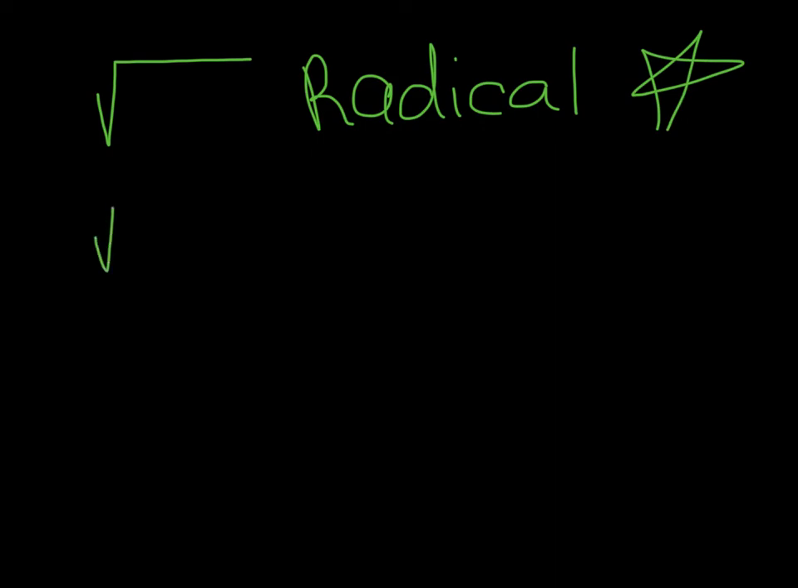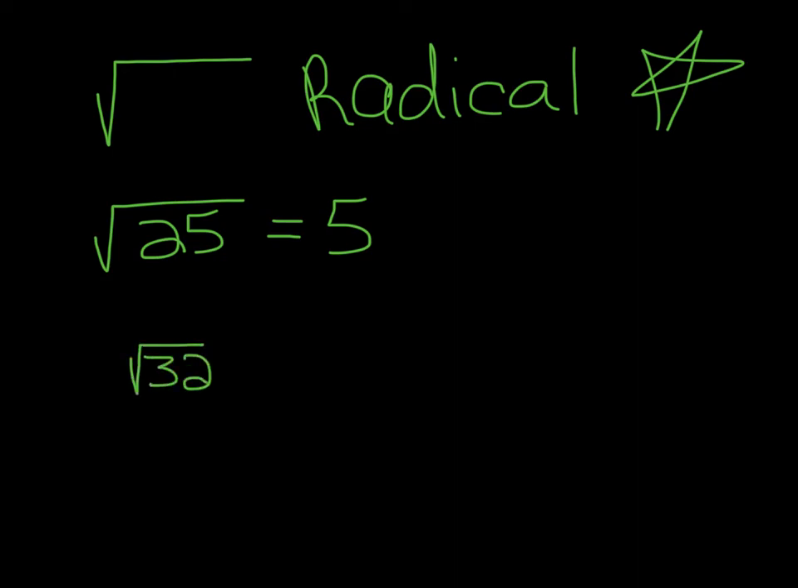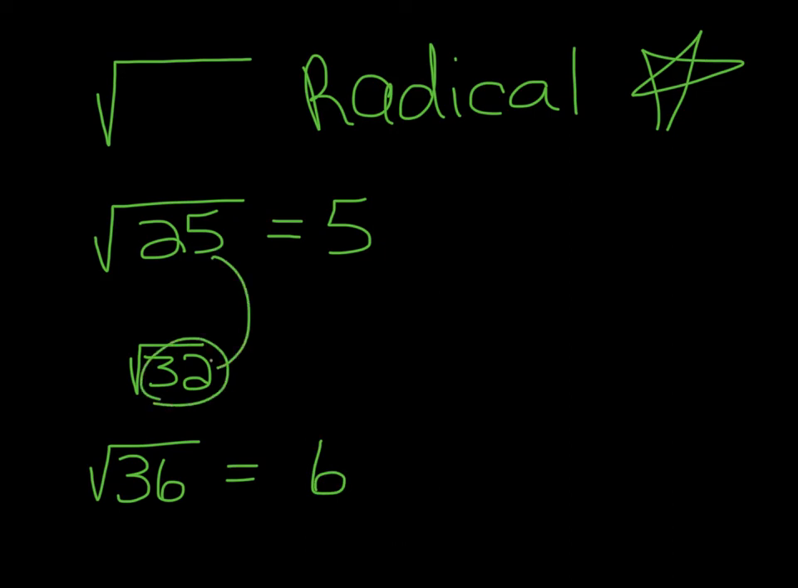The square root of a number is a number that when you multiply it by itself, you get that. So the square root of 25 is 5 because 5 times 5 is 25. If you have to estimate a square root because it doesn't have a whole number, such as the square root of 32, we know that the square root of 25 is 5 and the square root of 36 equals 6. And because 32 is in between 25 and 36, its square root must then be between 5 and 6.